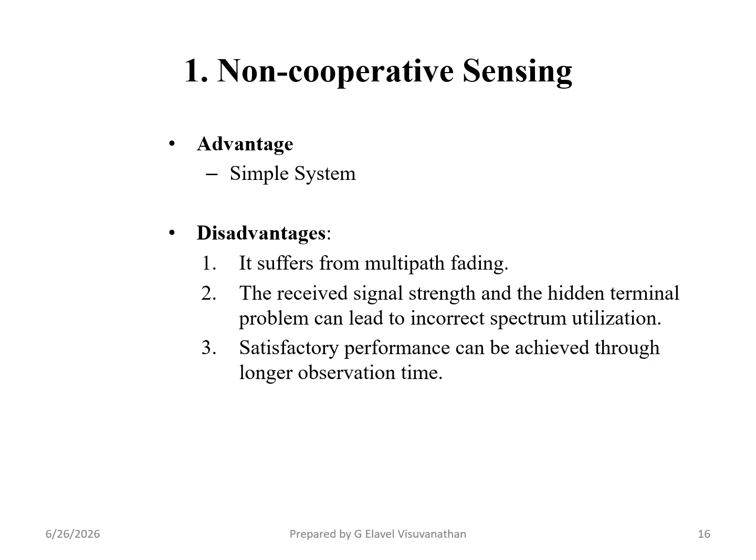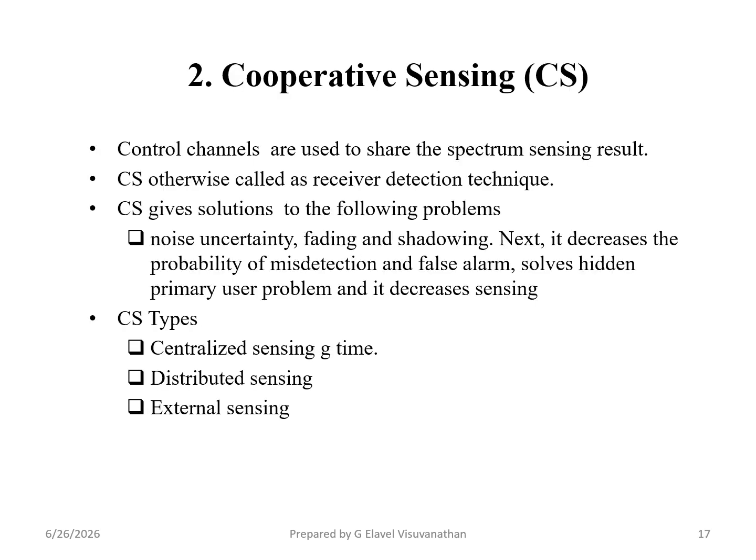Advantage: simple system. Disadvantage: it suffers from multi-path propagation, that is multi-path fading. The received signal strength and the hidden terminal will be a problem. Next, satisfactory performance can be achieved only through a long observation time. The system is going to be simple, but the disadvantages are of three types: multi-path fading, incorrect spectral utilization, and we have to satisfy performance by taking a longer observation.